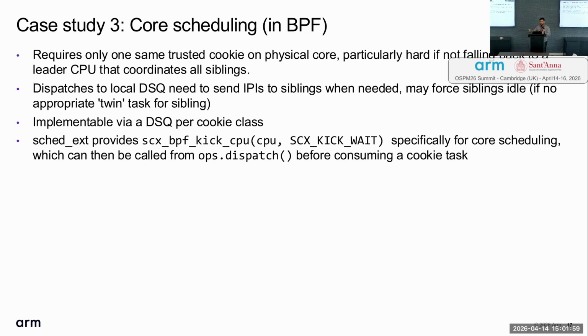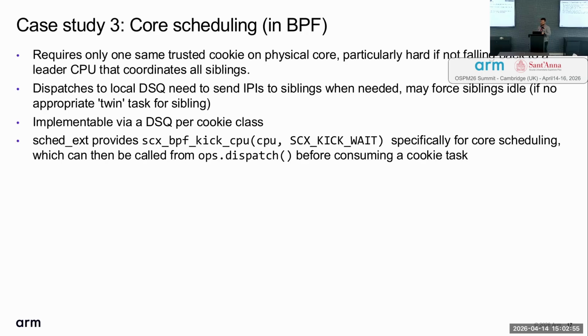All tasks are assumed to be trusted, cookie 0, and any other cookie is assumed to be non-trusted, and they have to be equal. That means dispatching to a local DSQ is tricky, or actually assigning that, because you need to IPI the sibling and also do a bit of reservation, like, I wanted this cookie now, then IPI and see if that reservation didn't race with a reservation on the other one. So you need BPF spin locks. It's potentially quite expensive, but that's besides the point. Also you need to potentially force siblings idle, but that's how core scheduling works. If you don't have an appropriate twin task for a sibling, then you need to force idle.